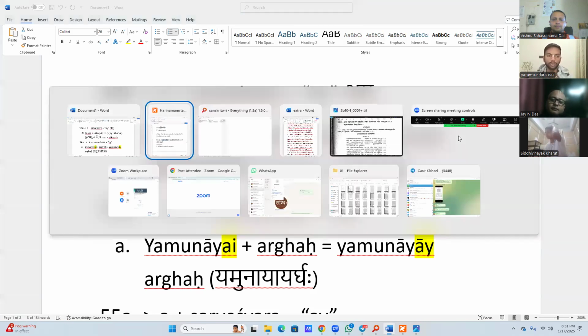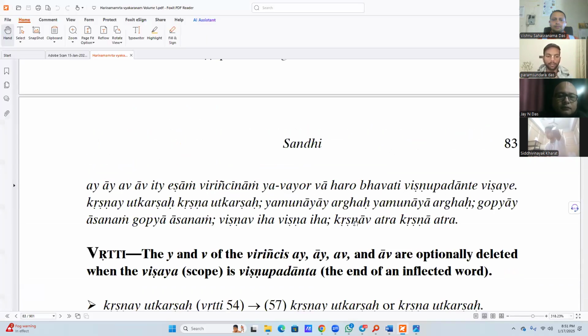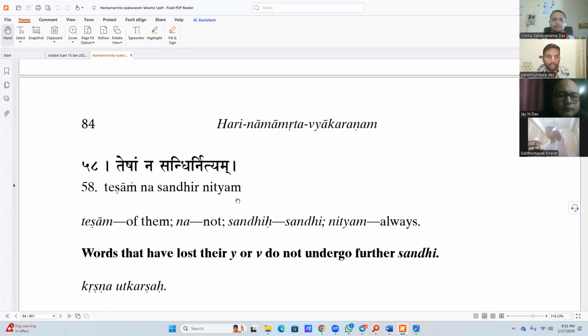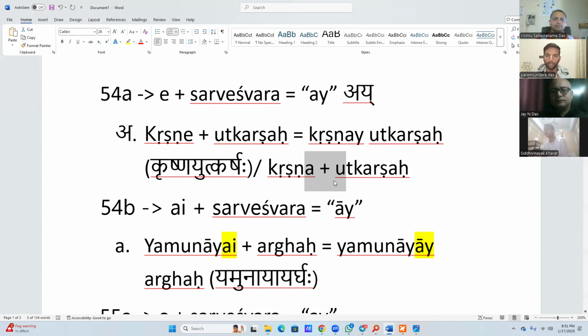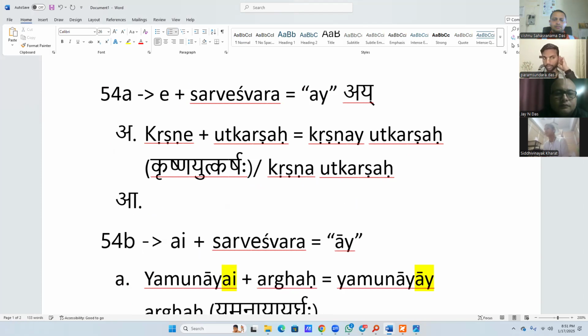But the next sutra says, Tesham na sandhir nityam. Words that have lost their ya or va do not undergo further sandhi. So once we have deleted ya or va, there will be no further sandhi. It's prohibited. They will remain separate words: Krishna and Utkarsha. I'll give you an example for this from Bhagavad Gita.